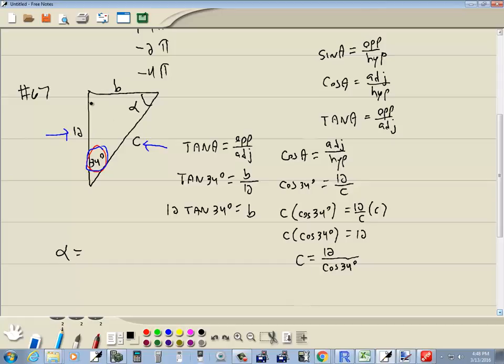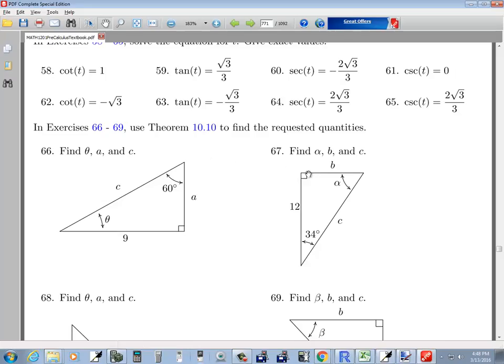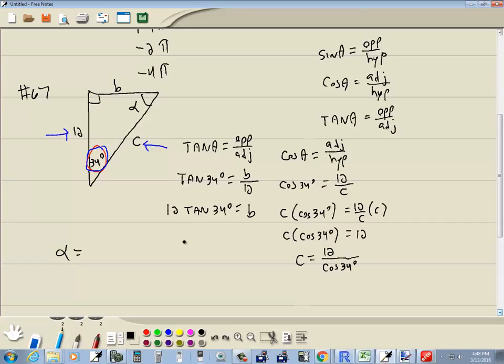Now, alpha. It's a right triangle, I think, wasn't it? Yeah. Better check that to begin with. None of this applies if it's not a right triangle. Okay. Which means all the angles have to add up to 180 degrees. This is 90 degrees, and the 34 plus alpha has to give you 90. So alpha is equal to 90 degrees minus 34 degrees, which gives you 56 degrees. And that'd be how you get your answers.